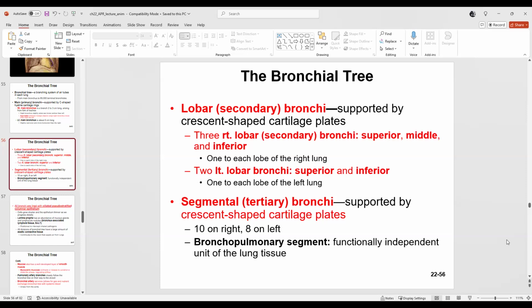The bronchopulmonary segment, functionally independent units of lung tissue. We're going to see that this is what allows us to survive when we have a collapsed lung on one side, or a collapsed lung just in a specific area. Most people, even if one whole side of their lung is collapsed, the other side has enough airflow to keep you alive until we can do some kind of a chest tube and put it in there.